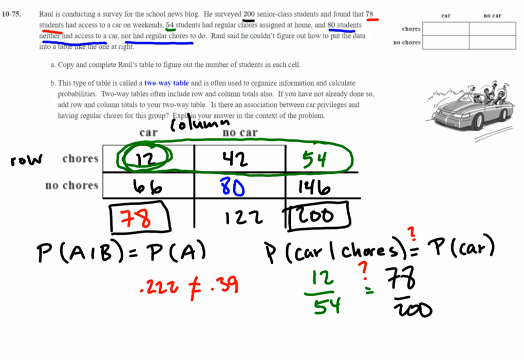In this case, the decimal for 12/54 was 2/11 or 0.222, and then 0.39 for our other side here. So these are not independent. So there may be an association between having a car and having chores.